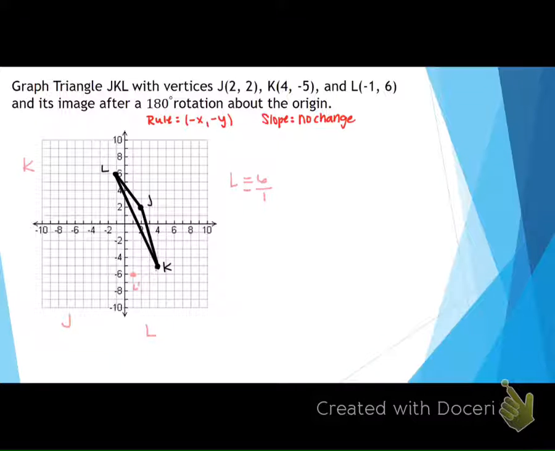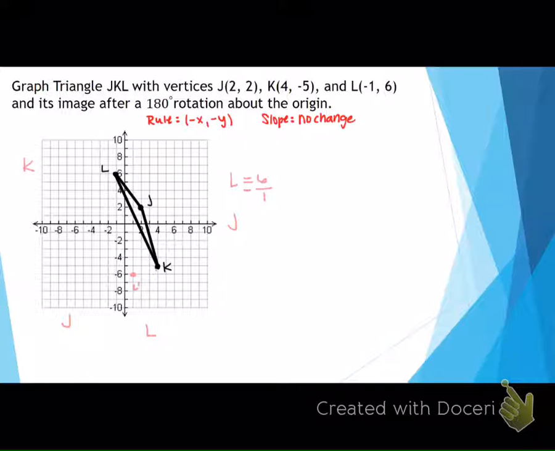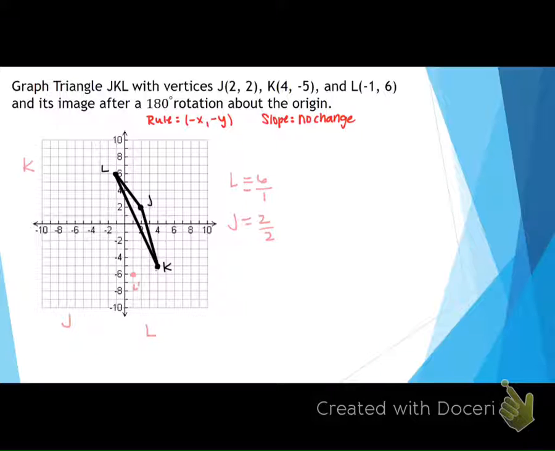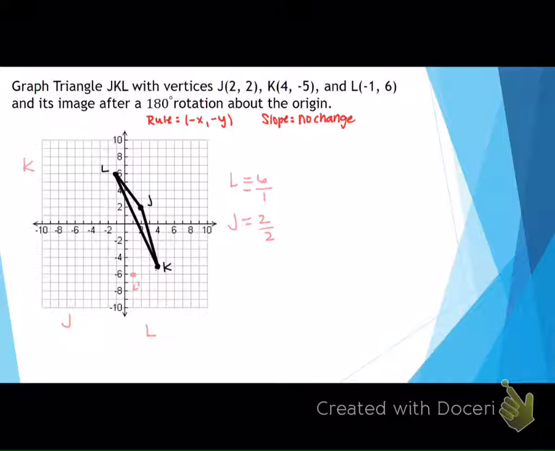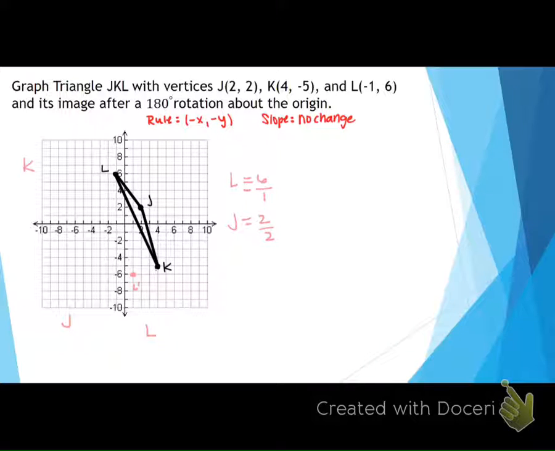Cameron, J has a slope of 2 over 2, and we need J to end up here. Do you see that? So from the origin, what are you going to do? Go down 2 and over 2. Which direction? Left 2. Good.